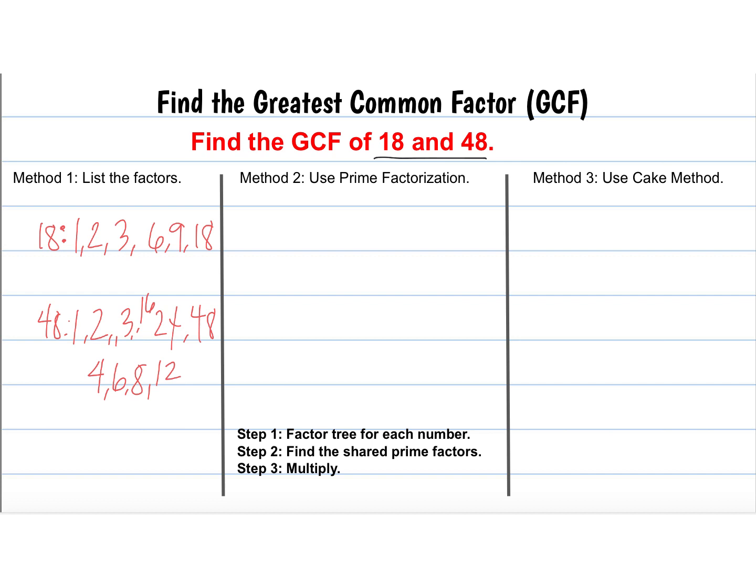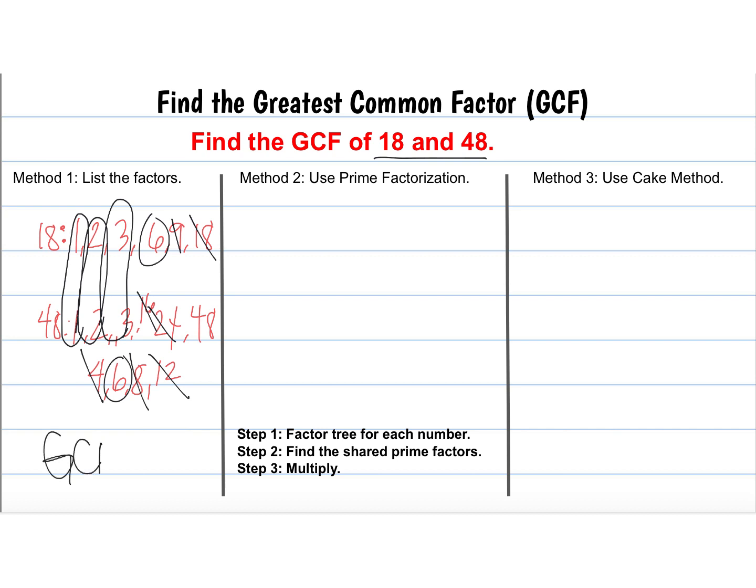So now I'm going to look and see what factors they each have in common. They each have a 1. They each have a 2. They each have a 3. They don't each have a 4. Oh, they each have a 6. So the 4 is out. They don't each have an 8. They don't each have a 16, 24, 12, 9, or 18. So it looks like my GCF is 6.